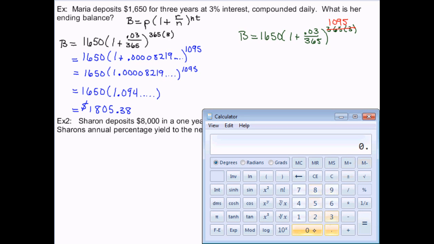I take 0.03, I divide it by 365. So I do this part first, plus, whoa, that's not right, 0.03 divided by 365. Oh, it's e to the negative fifth. Yeah, it is correct. Sorry, I missed that bit. Plus 1. So now I've done what's inside the parentheses. To the power of 1095, times 1650.